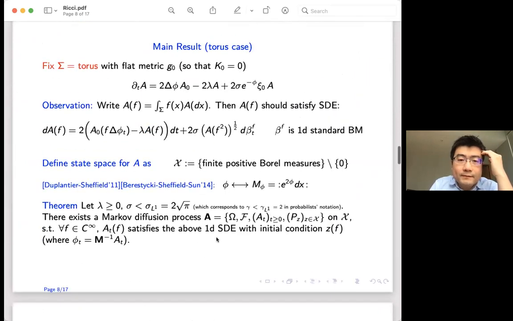Right. Okay. So actually, if you look at this SDE again, it's kind of coupled, because A of F depends on A of F squared, which is another kind of one-dimensional projection. But one special case is F equal to one. If F equal to one, then the integral of one is just the total area of this surface. So A of one is the total area. And now one times the Laplacian, and then you just integrate the Laplacian, right? Since this is a closed surface, this is zero. And then this is just A of one.